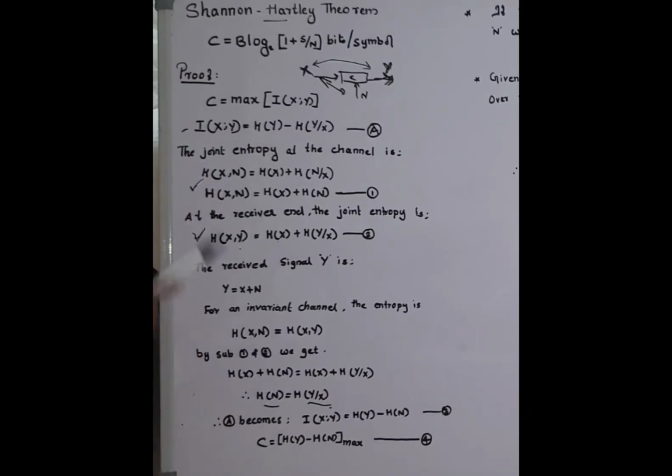So equation A becomes I of X, Y is equal to H of Y minus, instead of H of Y by X, we are writing H of N. That is H of Y minus H of N. So put this as equation 3. Now we have the equation for mutual information. The capacity is equal to the maximum of mutual information. So we can rewrite the equation for capacity: C is equal to the maximum of mutual information, that is H of Y minus H of N. Okay.